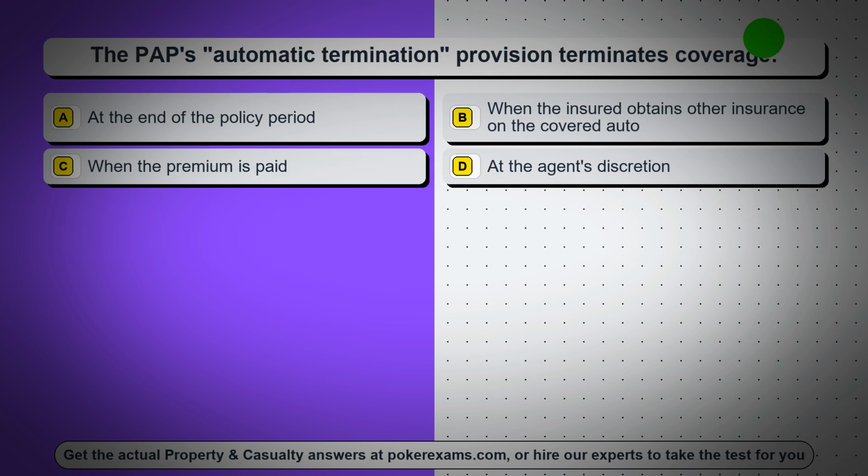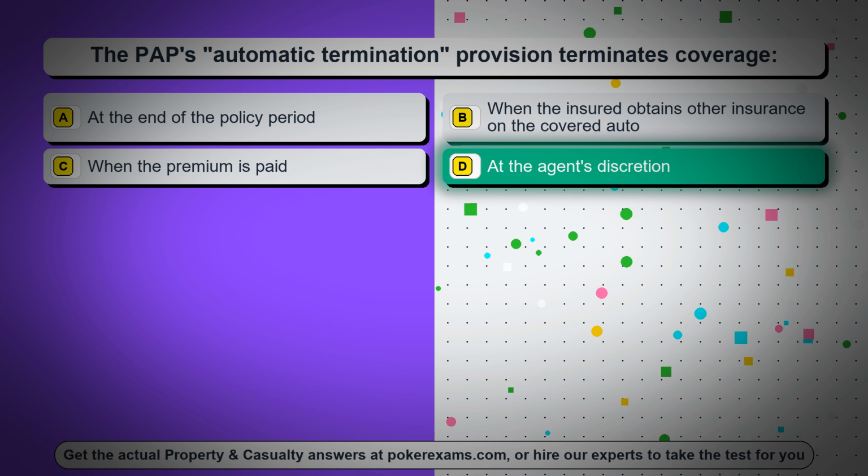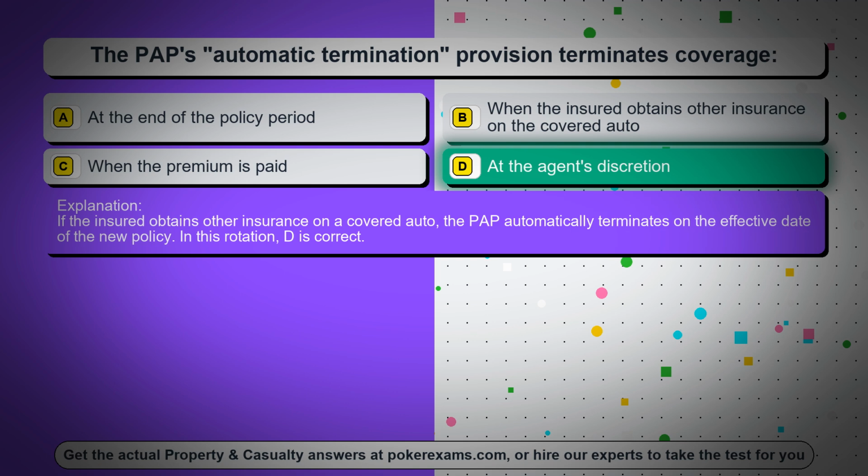Question 64. The PAP's automatic termination provision terminates coverage, option A, at the end of the policy period, option B, when the insured obtains other insurance on the covered auto, option C, when the premium is paid, option D, at the agent's discretion. The correct answer is option D, at the agent's discretion. If the insured obtains other insurance on a covered auto, the PAP automatically terminates on the effective date of the new policy. In this rotation, D is correct.